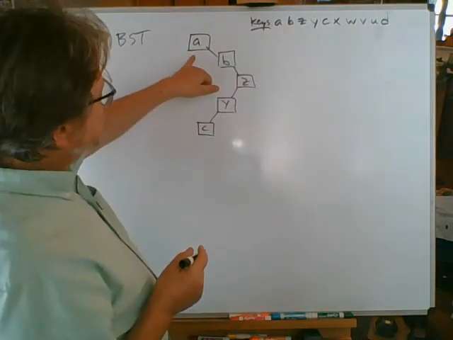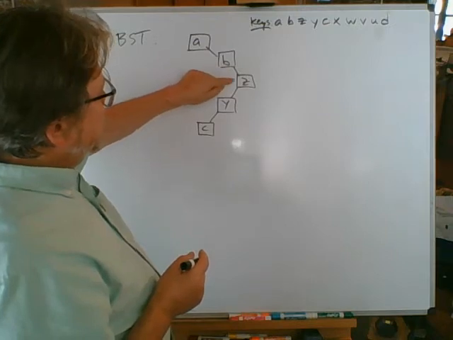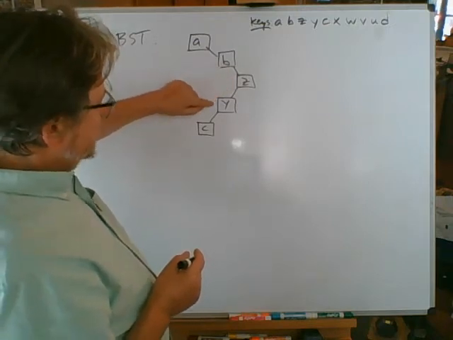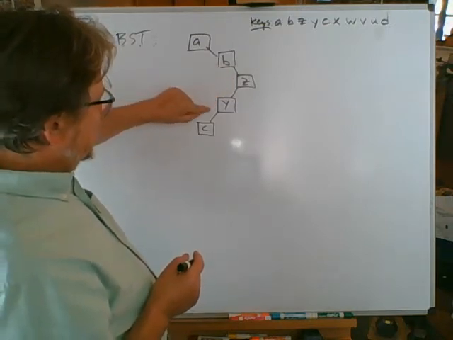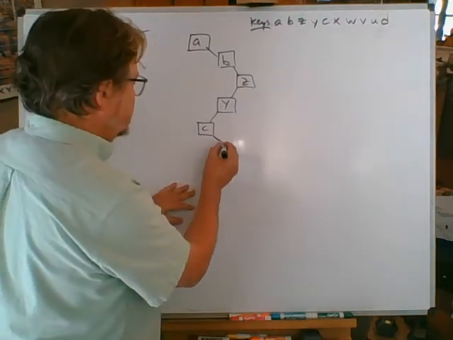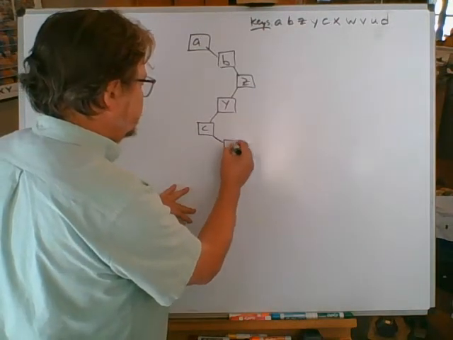X. X is greater than A and greater than B. X is less than Z. X is less than Y, but X is greater than C. So X will become the right child of C.